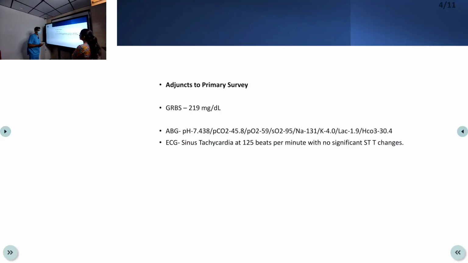So in adjuncts, we did an ABG. ABG was showing a pH of 7.43 with PCO2 of 45 and bicarb of 30. Okay. Was it taken with O2 or without O2? It was without O2. Okay. PO2 is very low, but the saturation is not corresponding to the patient's saturation. Anyway, PO2 is low. Lactate is okay. ECG was showing tachycardia features.